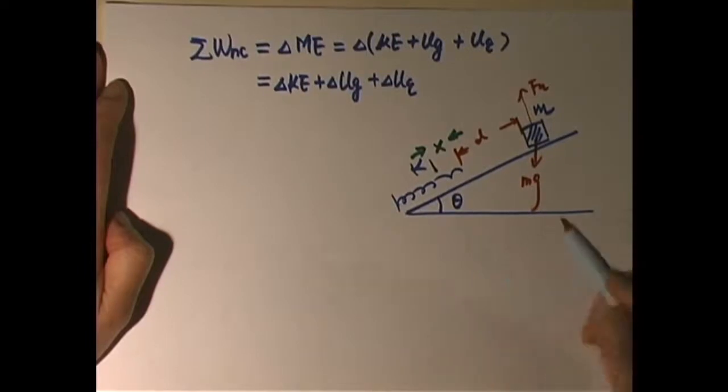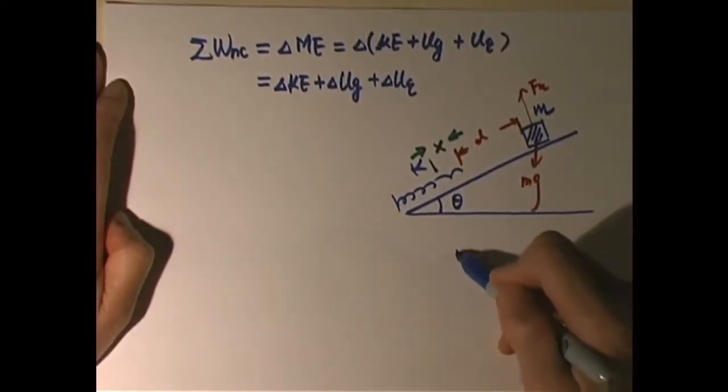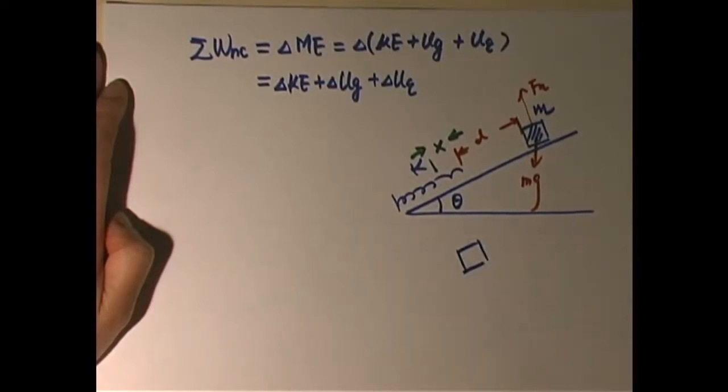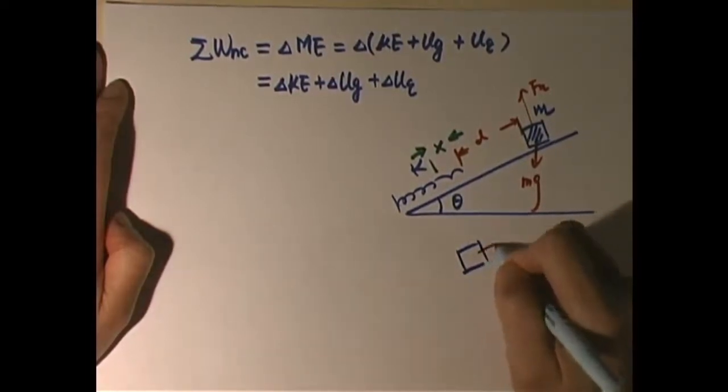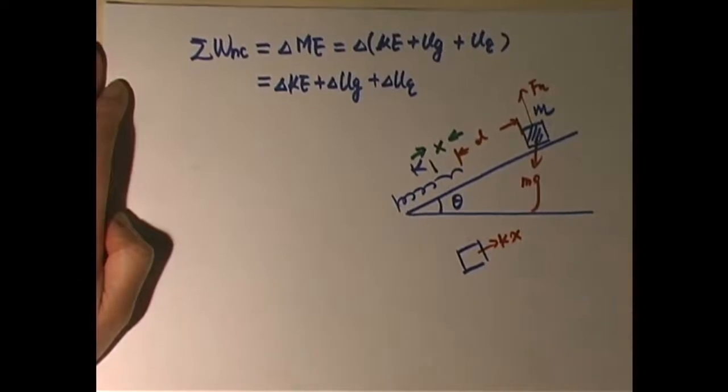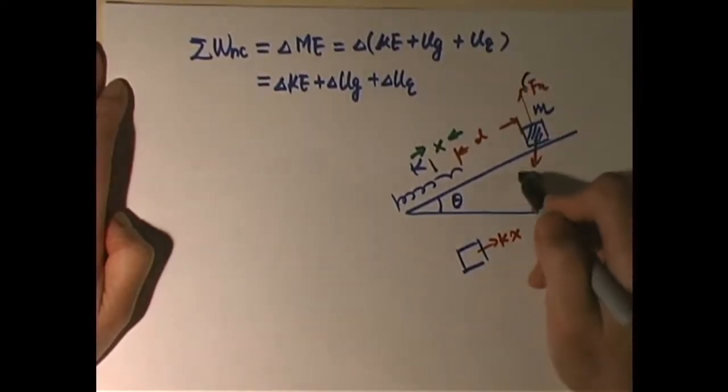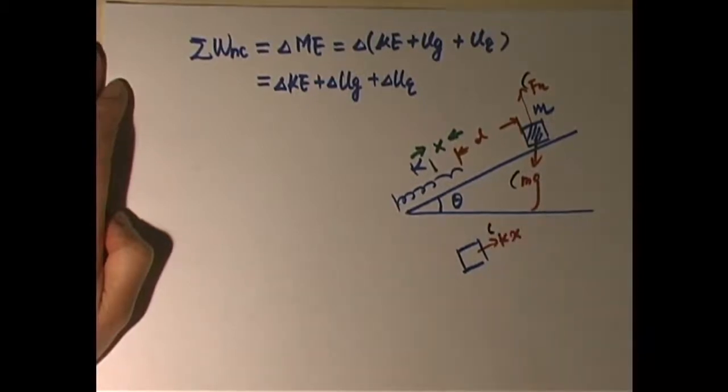And that is, if we draw the picture, when the block comes to this position, there's one more force on the block, which is the kx force. So out of the three forces, one is Fn, the other is mg, the other is kx. Only the Fn is a non-conservative force.